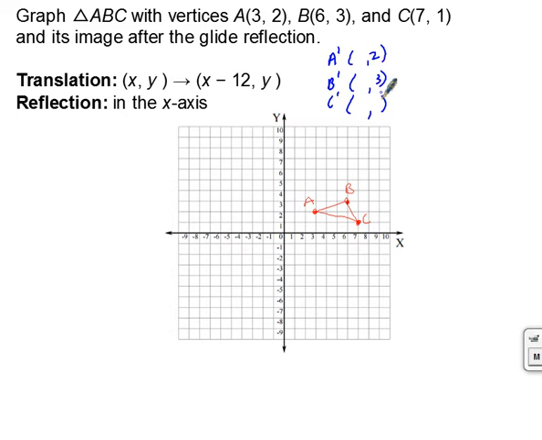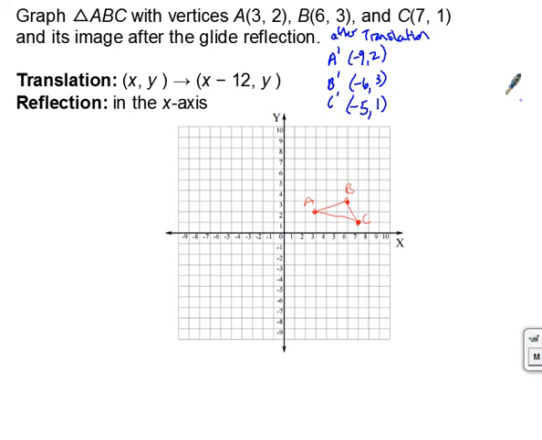Now keep in mind that since it says x minus 12, the y is not changing. It's still 2, this is still 3, this is still 1. The x we need to plug in. So if we plug in 3, 3 minus 12 is going to be negative 9. If we plug in a 6, 6 minus 12 is going to be negative 6, and plug in 7, 7 minus 12 is negative 5. These are your points after the translation.